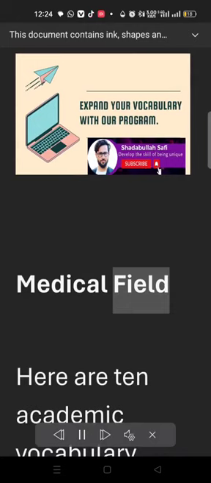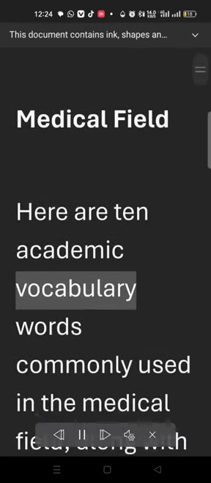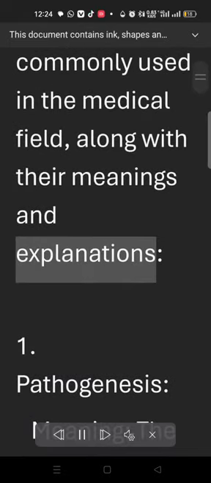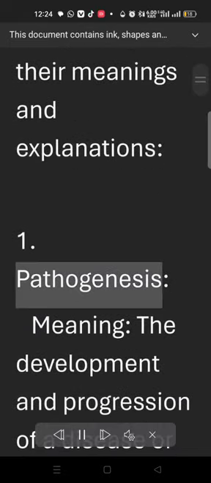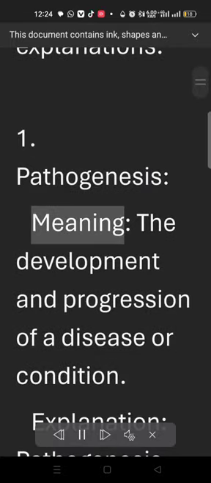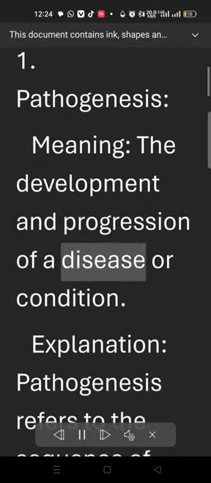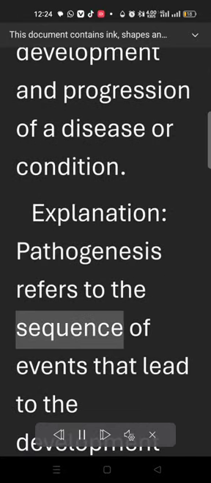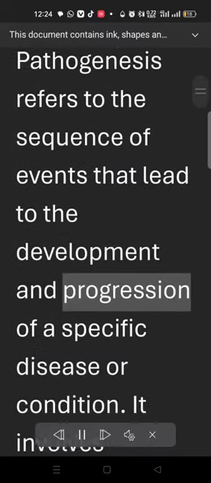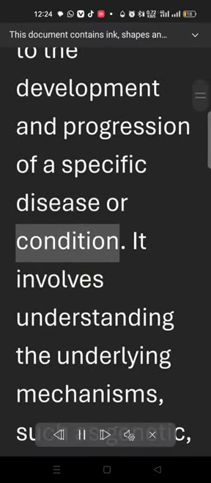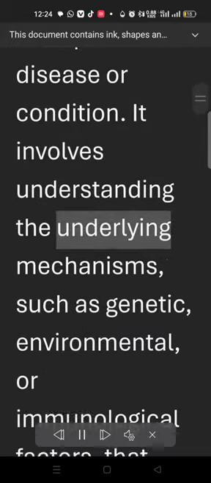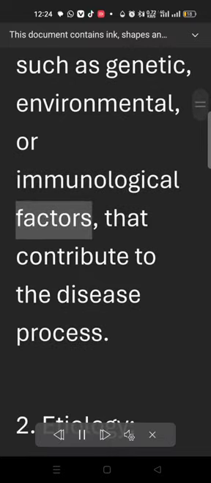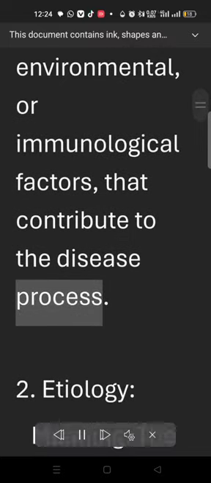Medical field. Here are 10 academic vocabulary words commonly used in the medical field, along with their meanings and explanations. 1. Pathogenesis. Meaning: the development and progression of a disease or condition. Explanation: pathogenesis refers to the sequence of events that lead to the development and progression of a specific disease or condition. It involves understanding the underlying mechanisms, such as genetic, environmental, or immunological factors, that contribute to the disease process.